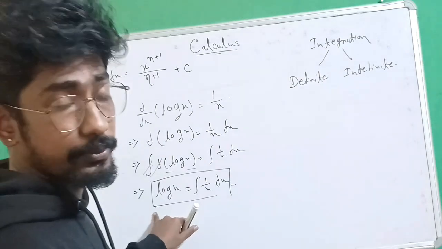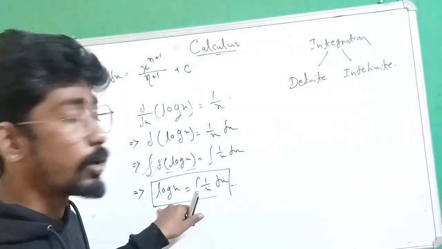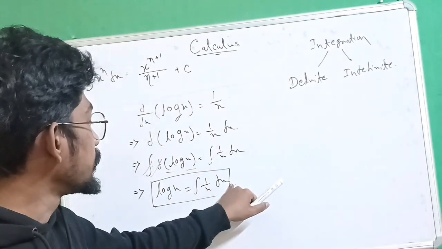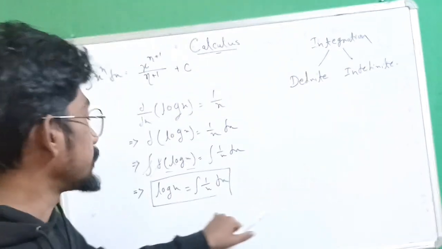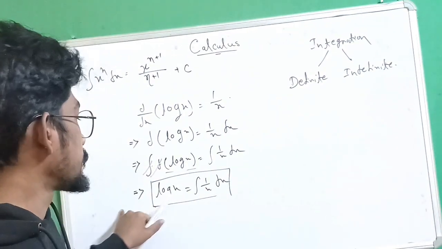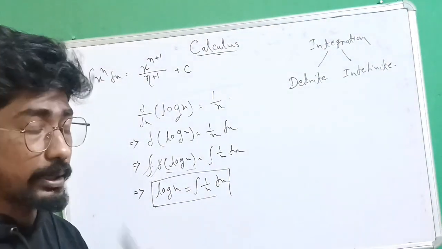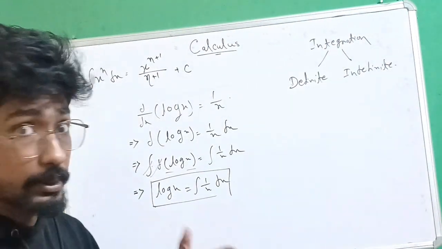You cannot get the integration of log x this way. There are other procedures for getting the integration of log x, but there is no direct formula. So now I think you understood what I said: integration is opposite to differentiation, which helps in remembering the formulas.